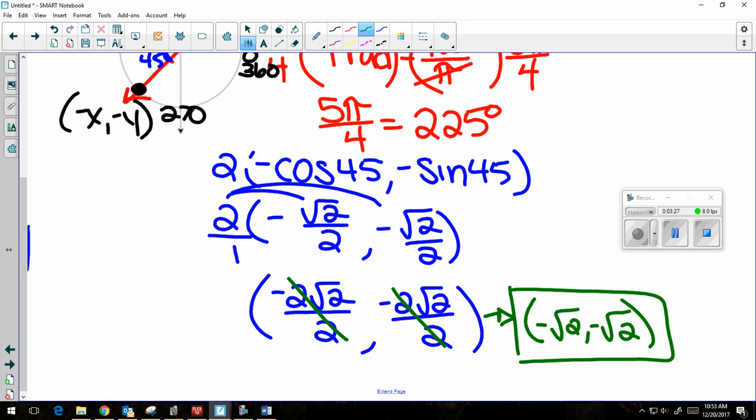So it's the same thing as when we're in degrees, except there's one extra step. You have to find the degree measure from the radians first.